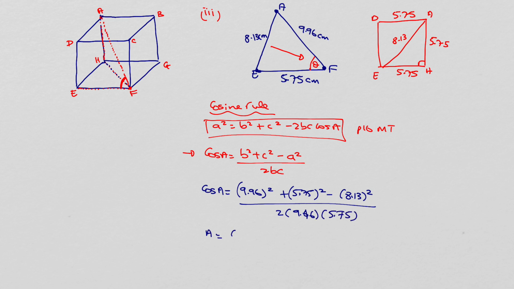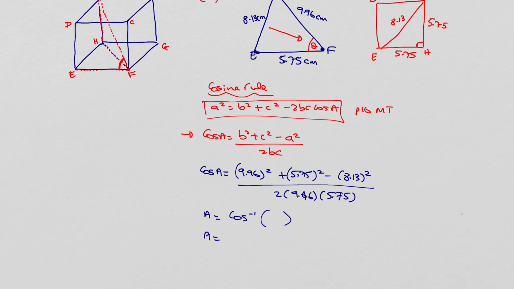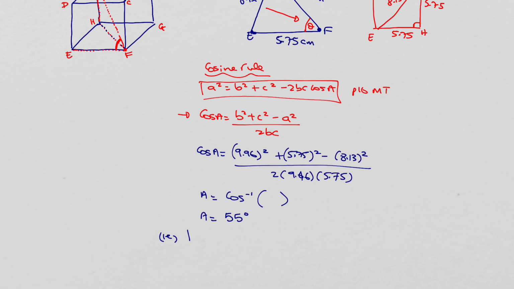And I'm going to get cos inverse of that ratio. And to the nearest degree, if I put that all into my calculator and get cos inverse, I get 54.71 degrees, but to the nearest degree would be 55 degrees. So in other words, the angle AFE to the nearest degree is 55 degrees. So those two questions, 7 and 8, were very, very similar. Just one was a cuboid and the other was a cube.